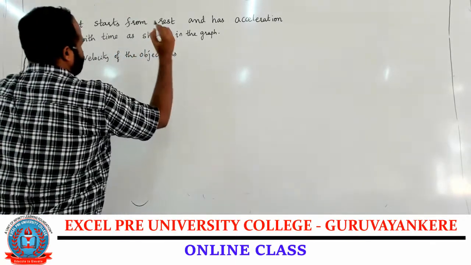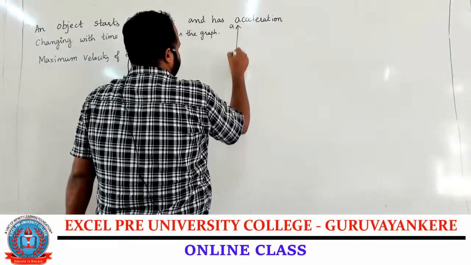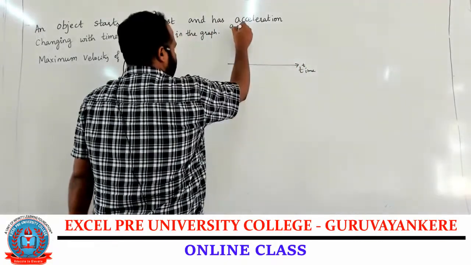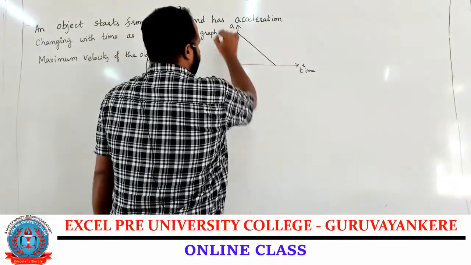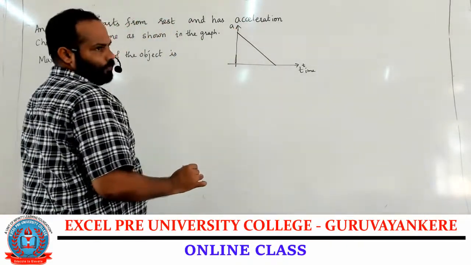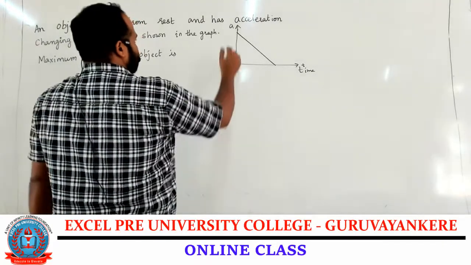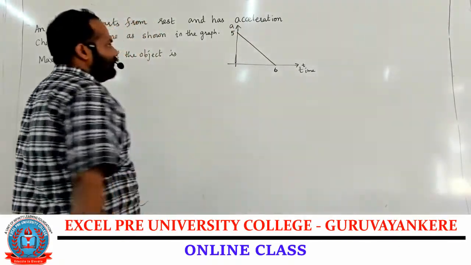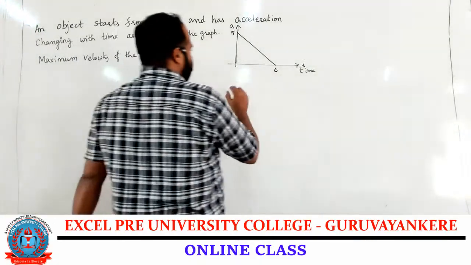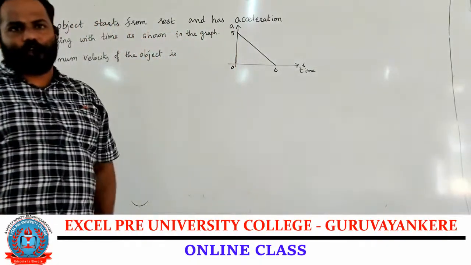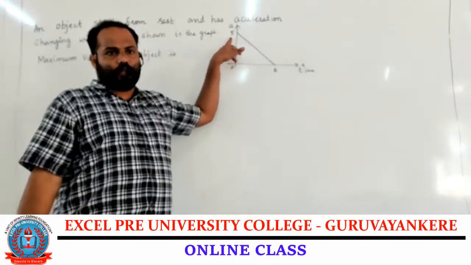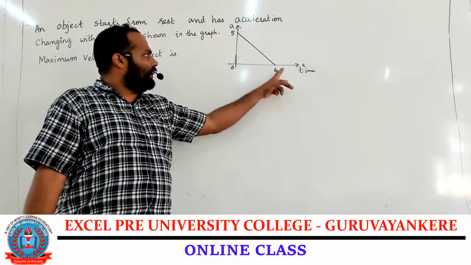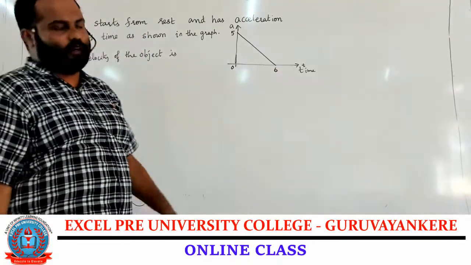So the graph shown is the acceleration time graph. Okay, this is acceleration and time t. This is how the graph is shown. Acceleration is changing with the time now. Okay, is that clear? Now this is 5. This is 6. Okay, time is 6 seconds and acceleration is 5 meter per second. Initially the acceleration was 5 meter per second, then it started to decrease gradually. And it becomes 0 at the 6th second.